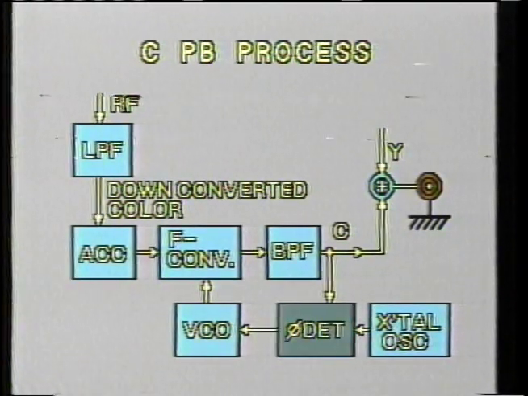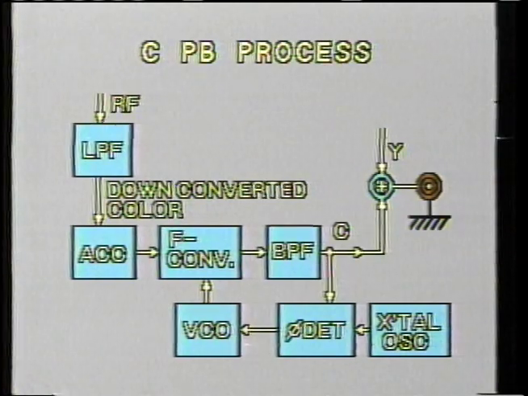The phase detector. Chroma playback output contains a jitter component caused by the tape transport. The chroma signal is processed by the frequency and phase modulators to eliminate the jitter component, but if left in this state will cause a deterioration in the color.